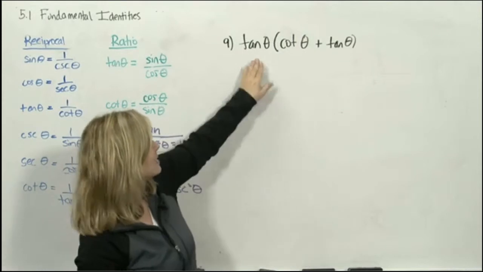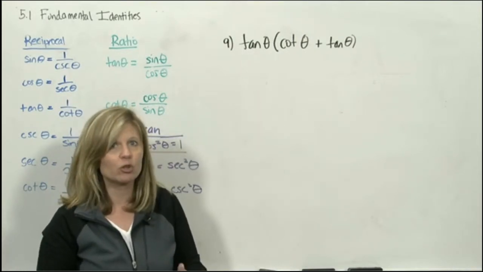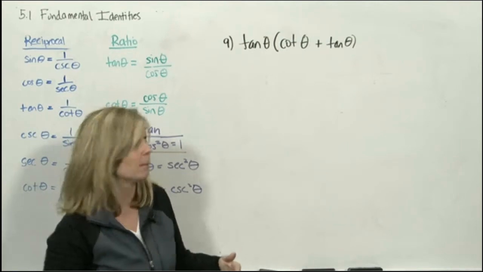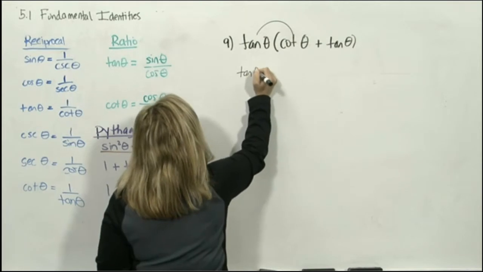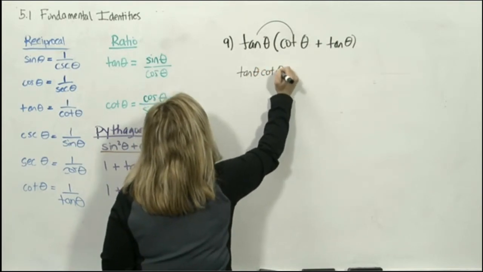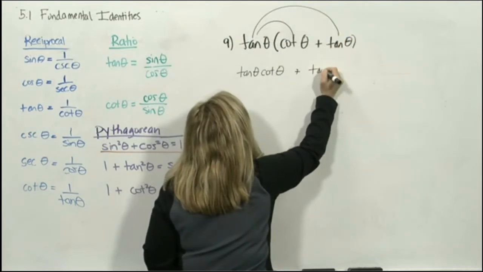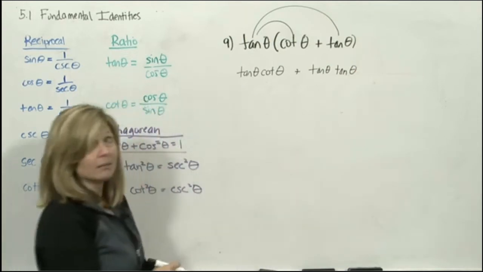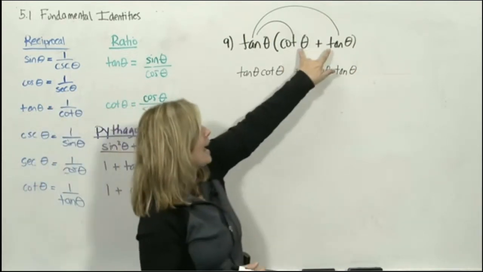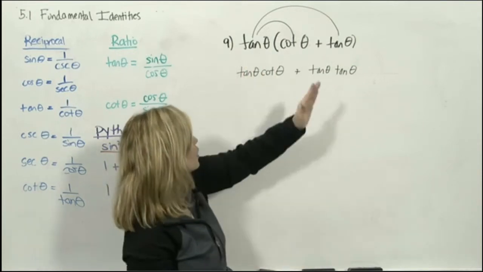We know something outside of parentheses means to distribute, right? So guys, you can distribute a trig function just like you can distribute a number. So we're going to multiply. So this is going to be written as tangent theta times cotangent theta plus tangent theta times another tangent theta. Do you all agree with that? So because I can't add what's on the inside because they're not alike, I'm going to distribute.